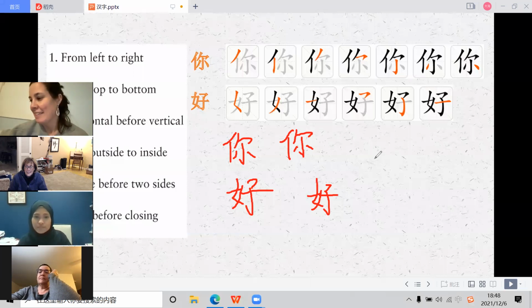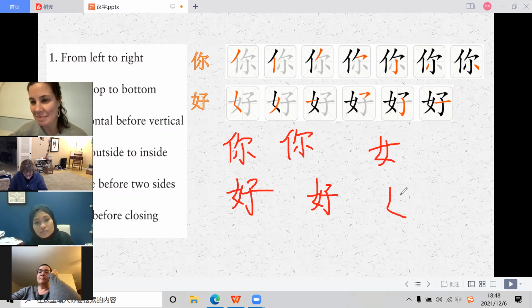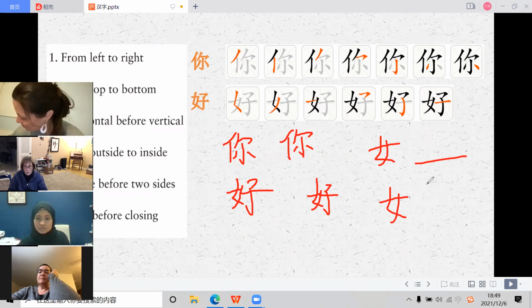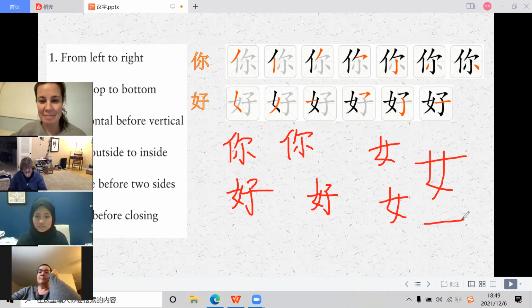Let's continue. For example, this character 女. We usually think from left to right, and the hard thing is that sometimes someone writes like this. If I hadn't learned the Chinese language, I would also write like this.